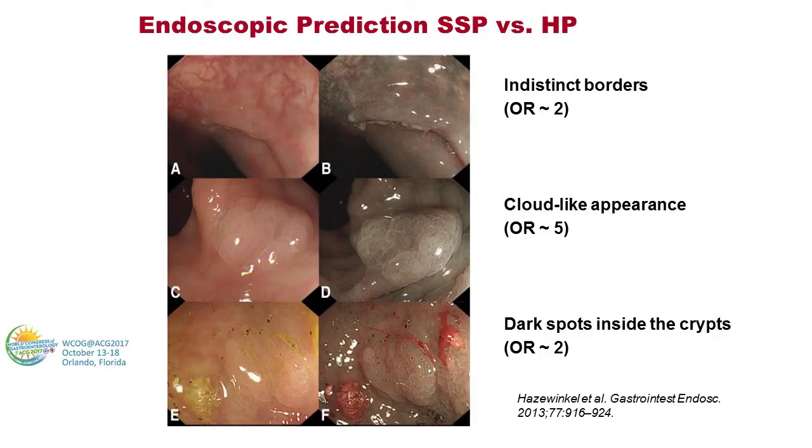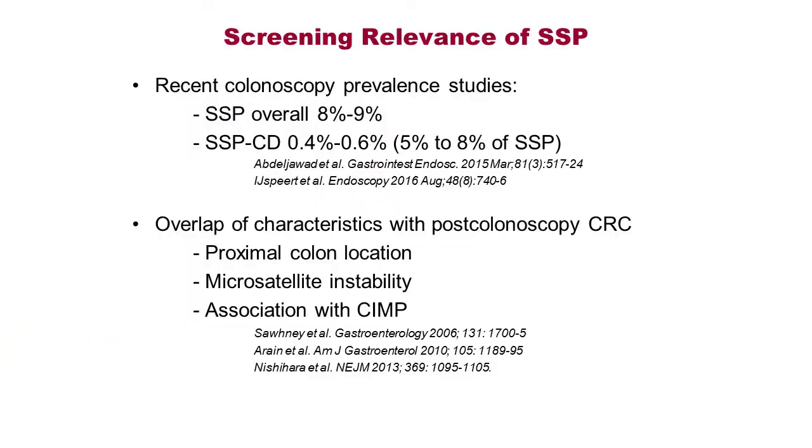Why is this so important? Well, sessile serrated polyps, and that's one of my take-home messages today, are really an important screening relevant lesion. First of all, their prevalence is higher than we used to think. Most recent studies that have expert endoscopists working with expert pathologists in various settings put that prevalence rate at about 8 to 9% in colonoscopy studies. And 5 to 8% of these have cytological dysplasia, the more dangerous subtype of sessile serrated polyps.